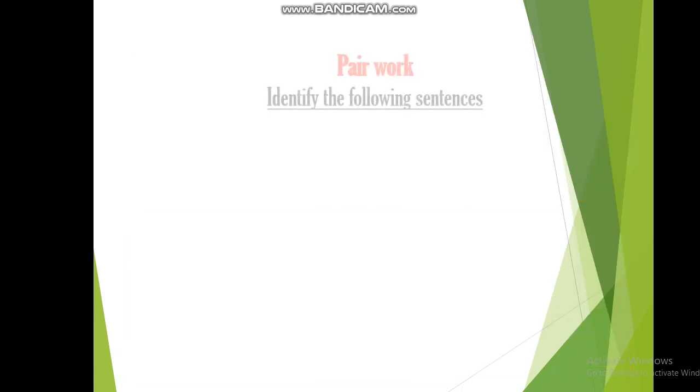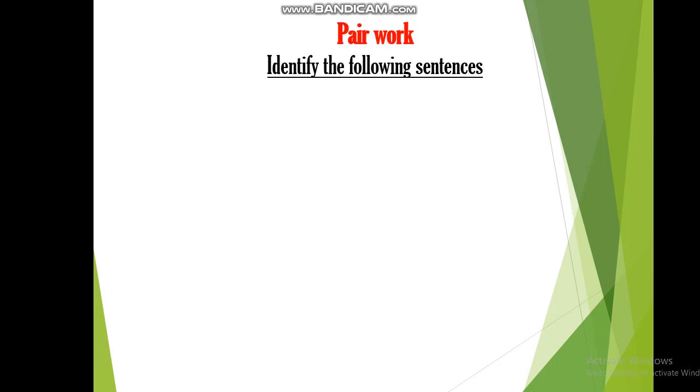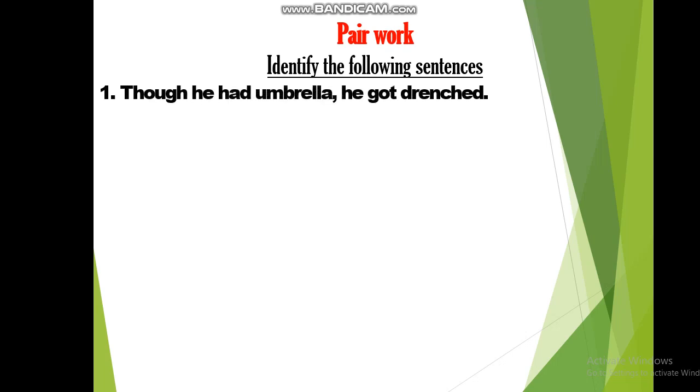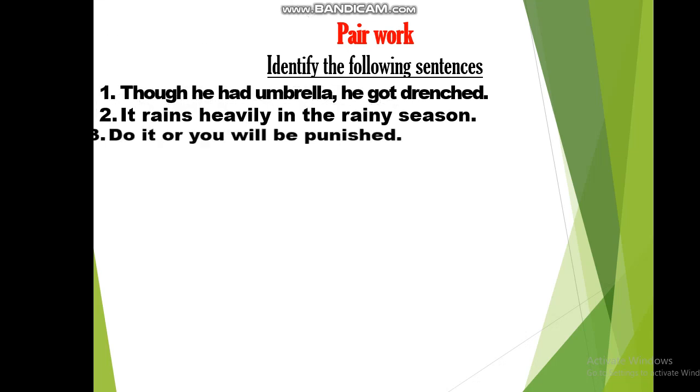Now pair work. You are getting pair work, identifying the following sentences. You just find out which structure each sentence belongs to. The first one is, though he had an umbrella, he got drenched. Another one is, it rains heavily in the rainy season. And the last one is, do it or you will be punished.